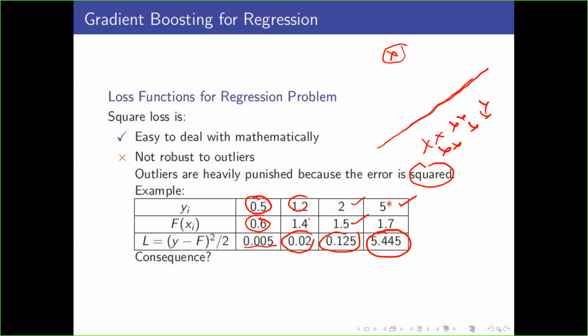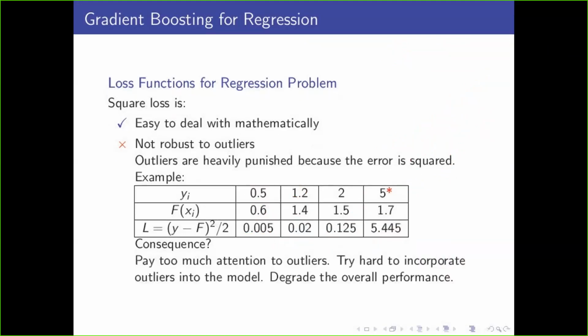So as a consequence, it pays too much attention to the outlier points and tries hard to incorporate them into the model, which will degrade the overall performance. So have you understood what the problem is? Why are we saying that it is not robust to the outlier points?